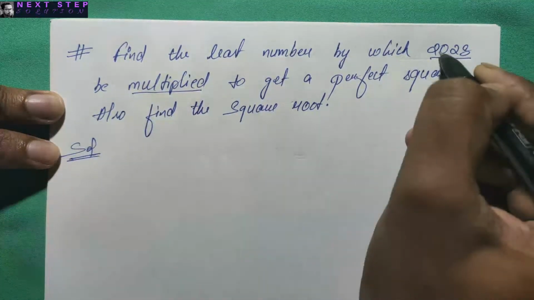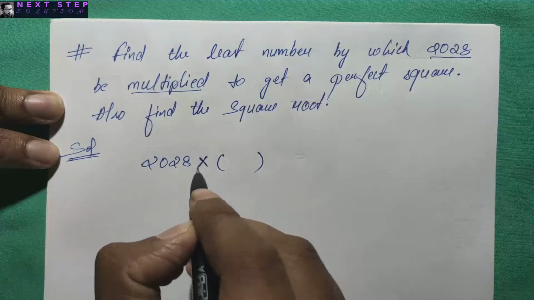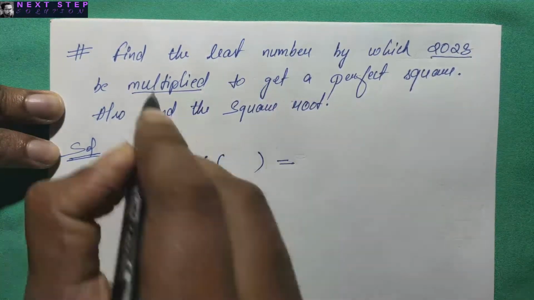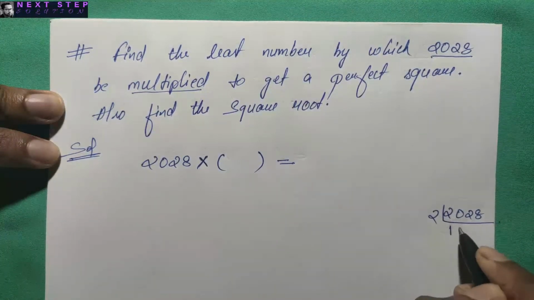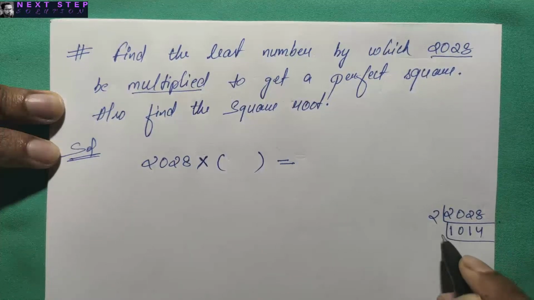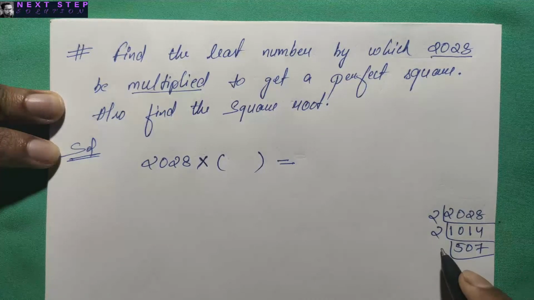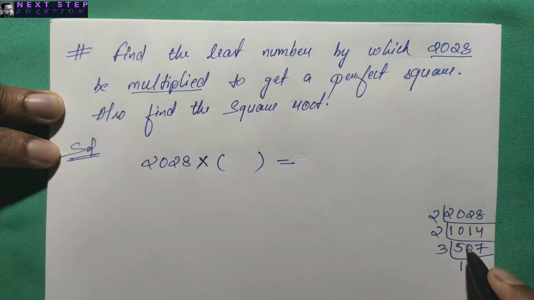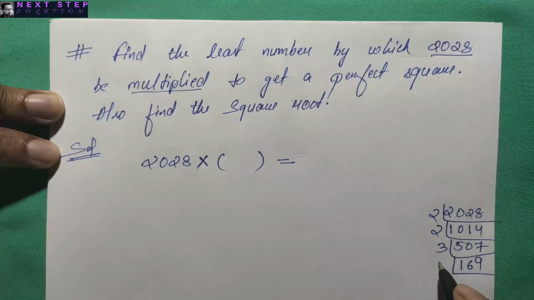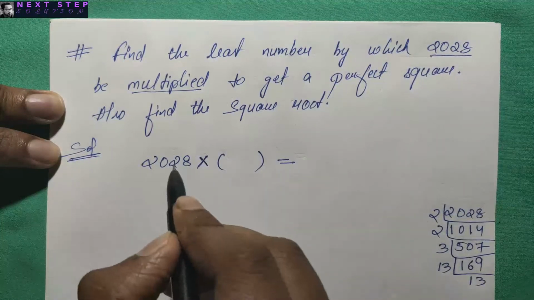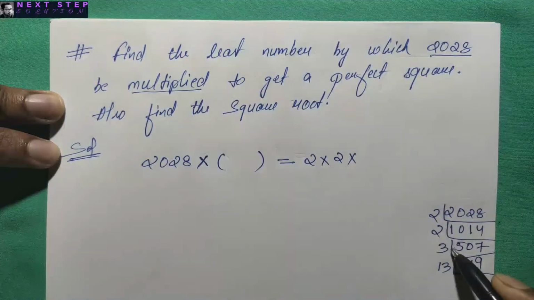So we will start our answer by writing this number 2028, and they are asking what should be multiplied. We don't know as of now, so we'll keep it blank. And equals to, we will factorize 2028. 2028 comes in the table of 2: 2 ones are 2, 2 fours are 8. Furthermore, with 2, 2 fives are 10, 2 sevens are 14. This can be factorized by 3: 3 sixes are 18, 3 nines are 27. And 169 comes in the table of 13: 13 13s are 169. So 2028 can be written as 2 into 2 into 3 into 13 into 13.